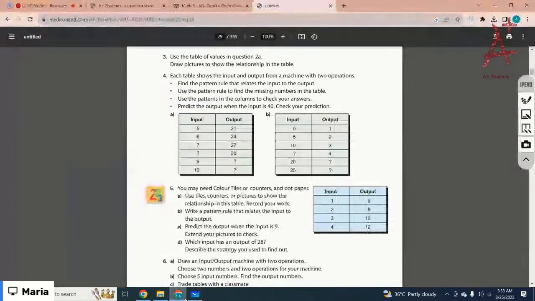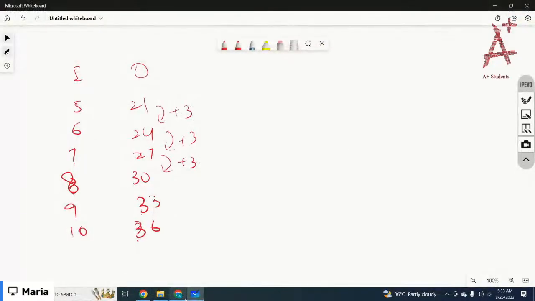5, 6, 7, 8, 9, 10, 21, 24, 27. 6 plus what number is 24? 24 minus 6 is 18. 7 plus 20. 8 plus 22.